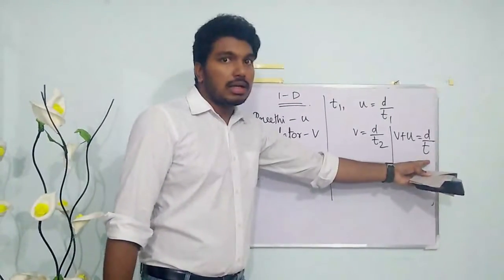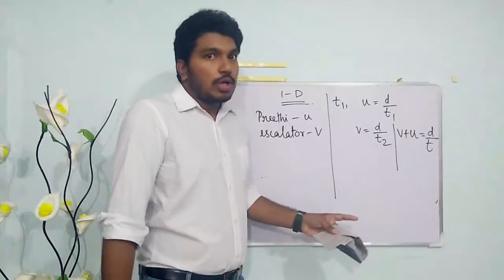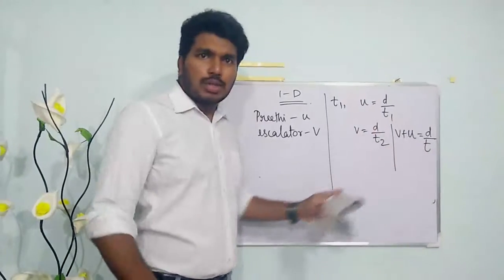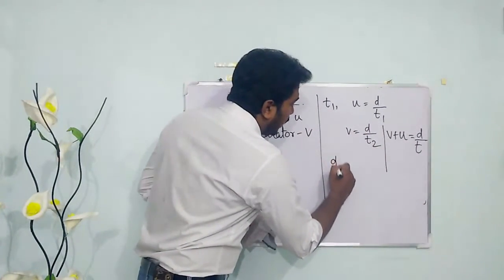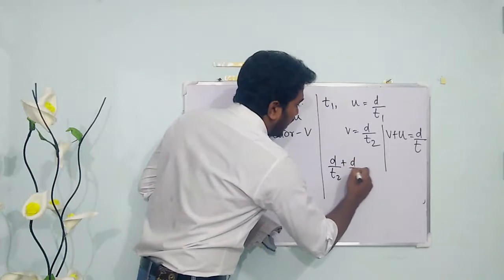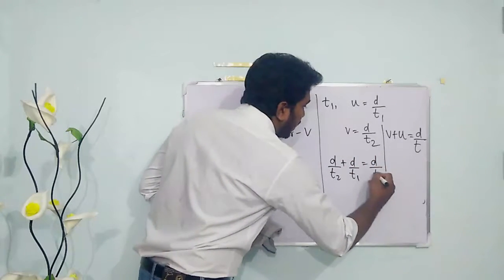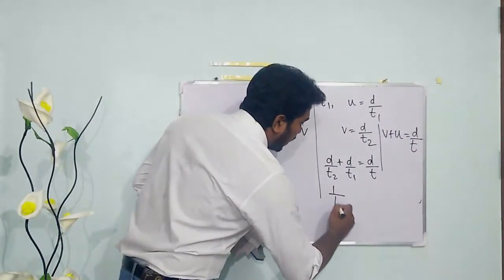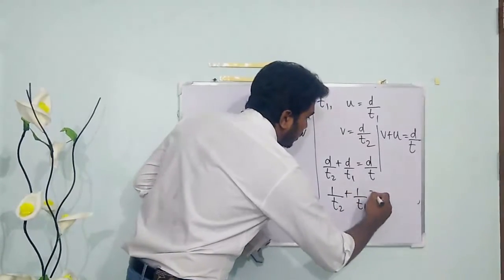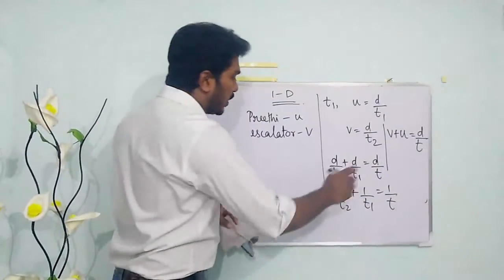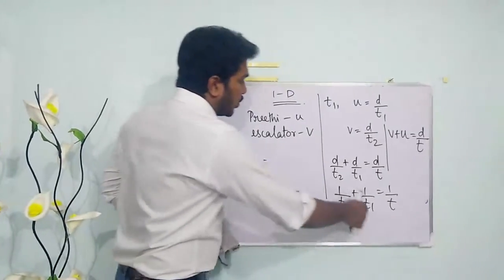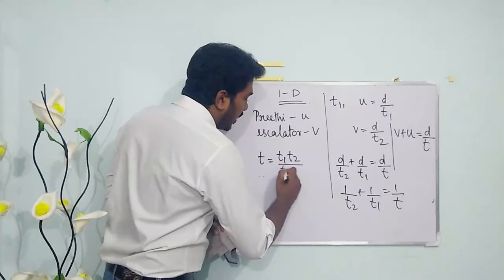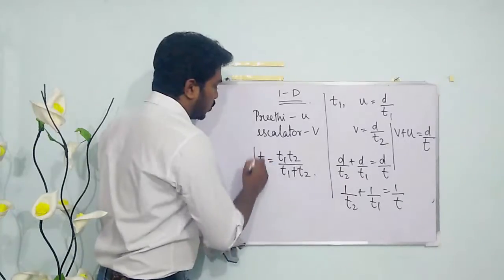We are supposed to find t in terms of t1 and t2, right? So how do you do it? We already know what v is and what u is. Just substitute and simplify. So that will be d by t2 plus d by t1 is equal to d by t. d gets cancelled out. So what is remaining? 1 by t2 plus 1 by t1 is equal to 1 by t. Now cross multiply and simplify, you're getting t is equal to t1 t2 divided by t1 plus t2.